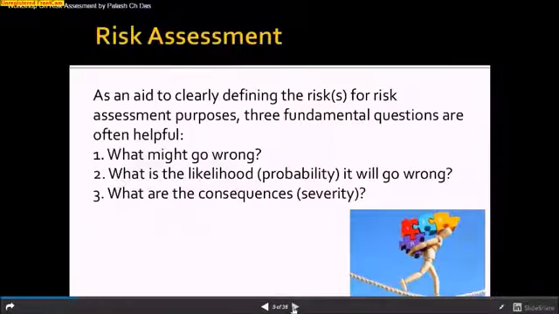Risk assessment, as an aid to clarity, is defined for risks. Assessment proposes three fundamental questions that are helpful: what might go wrong, what is the likelihood or probability it will go wrong, and what are the consequences or severity.